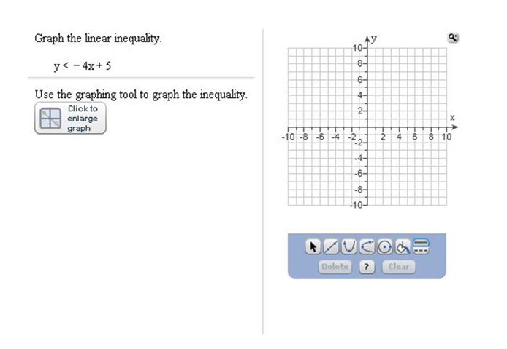Here we have a problem that says graph the linear inequality y is less than negative 4x plus 5. Alright, when we're graphing inequalities, we have to take a slightly different approach than when we're just graphing an equation.